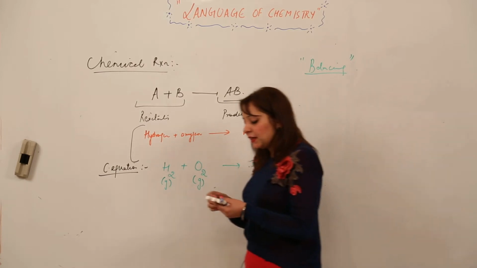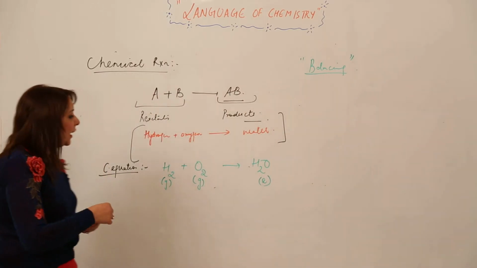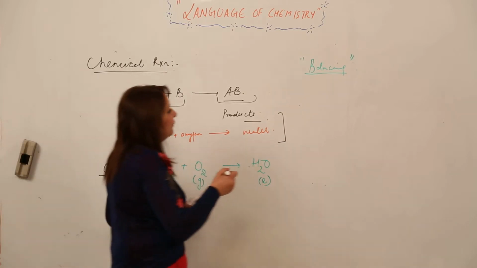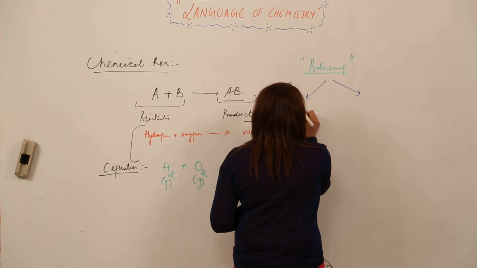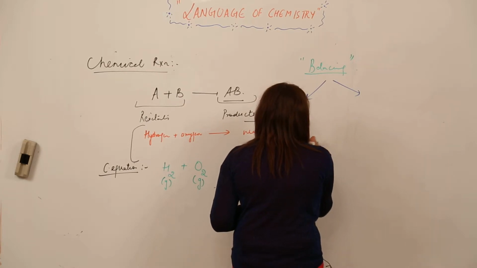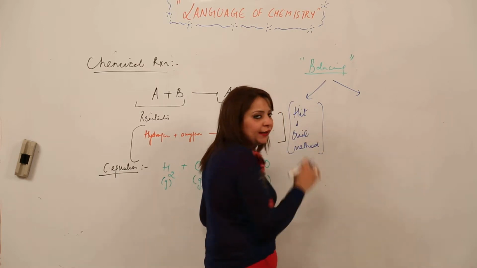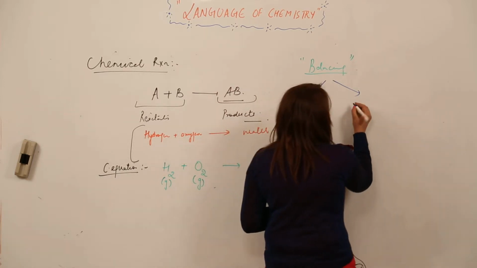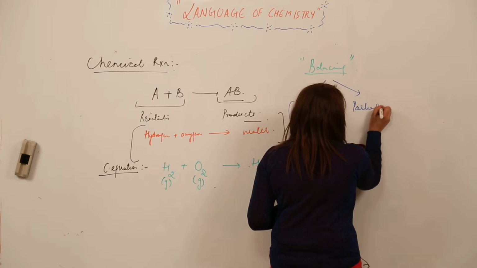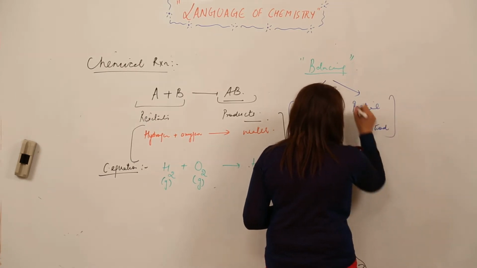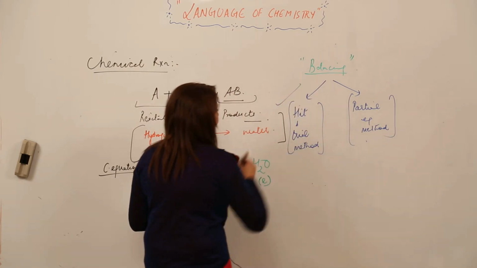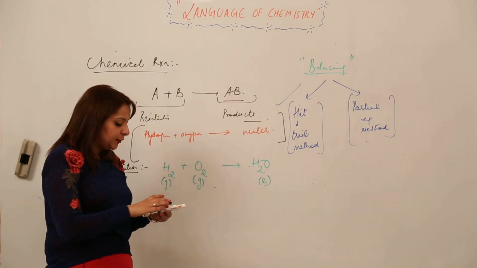For balancing we have two different methods. One is the hit and trial method, which is the common way to balance the reaction, right? And the other is the partial equation method. We'll be taking up these methods one by one. So just look at the board to see how we do the hit and trial method.